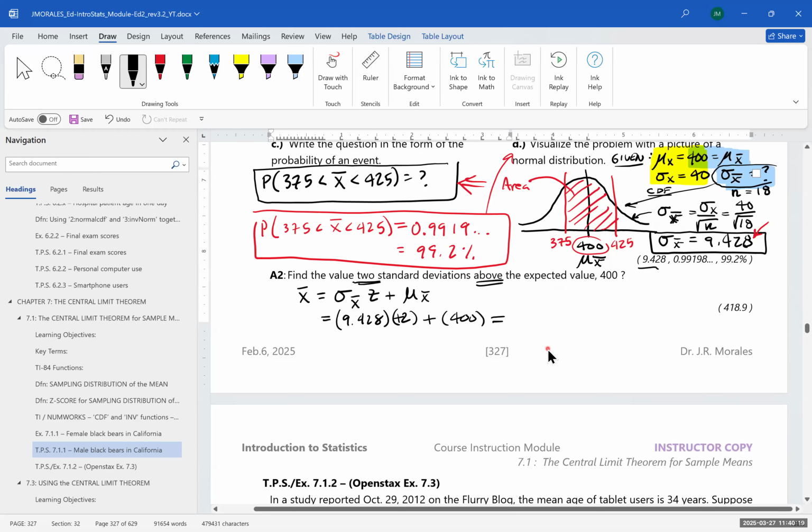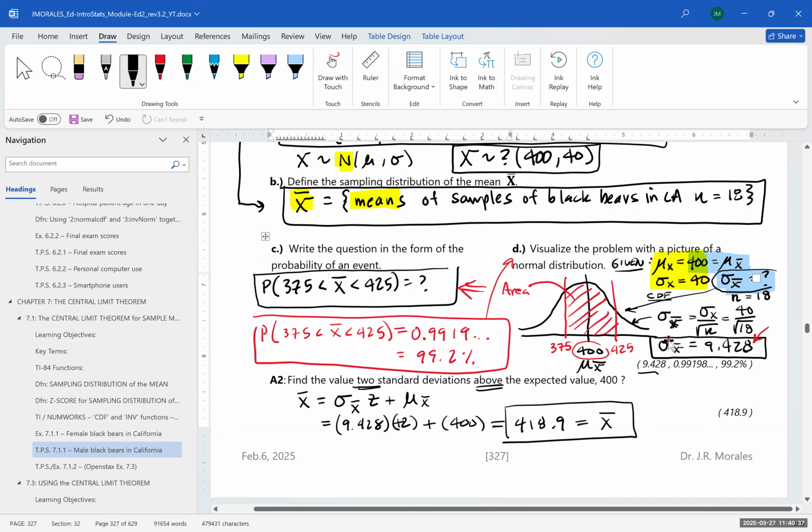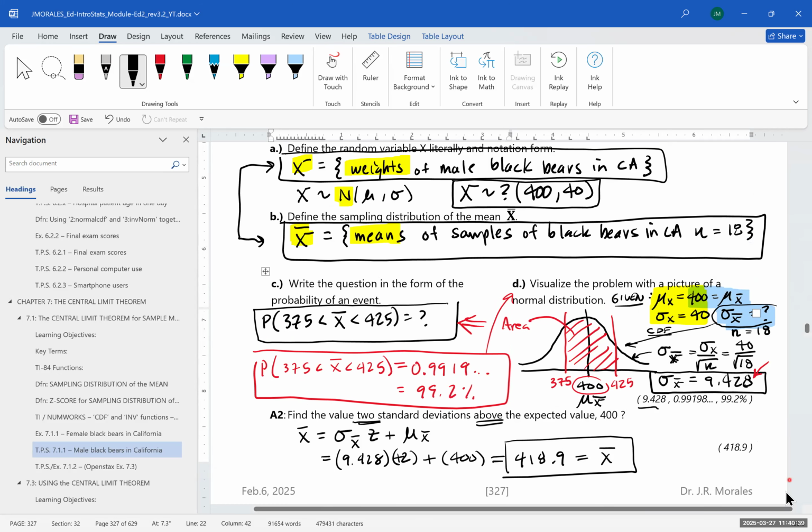So this is going to be, what did I say, 418.9. That's the value 2 standard deviations above the expected value of 400. All right, so that concludes that think, pair, share. Let me know if you have any questions.